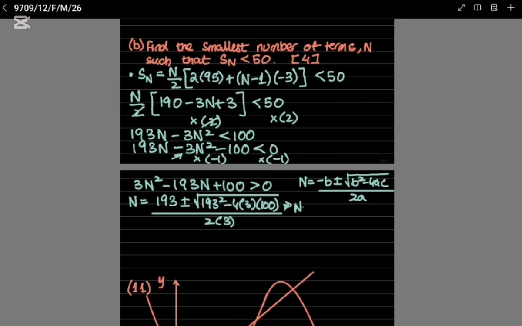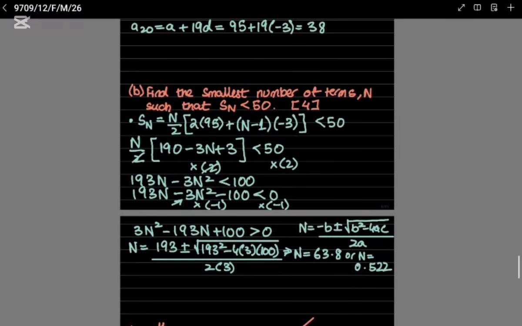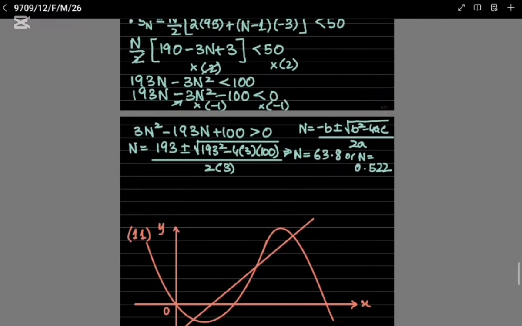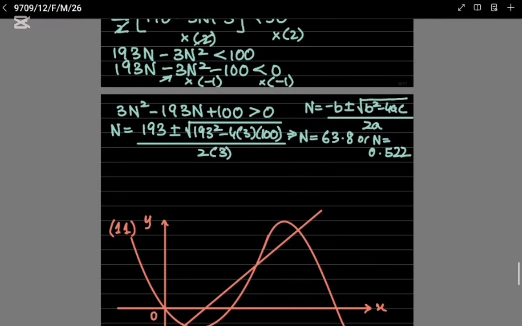So this implies that n is equal to 63.8 or n is equal to 0.522. Yes, 0.522. They want the smallest number of terms, the smallest value of n. So what is the smallest value of n? They want the smallest value of n basically.